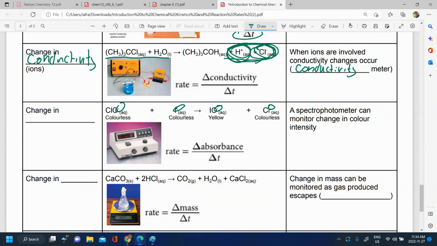But what you may notice that's a bit different, though, is the color. These two reactants are colorless, and so is this product here. But this product is yellow. So what you could monitor as well to give you an idea of how fast your reaction is going or how slow it's going is the change in color.